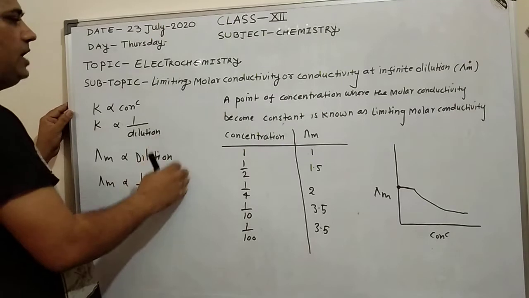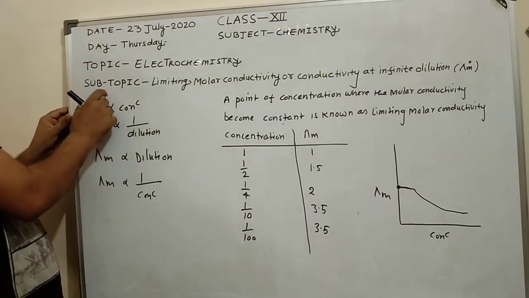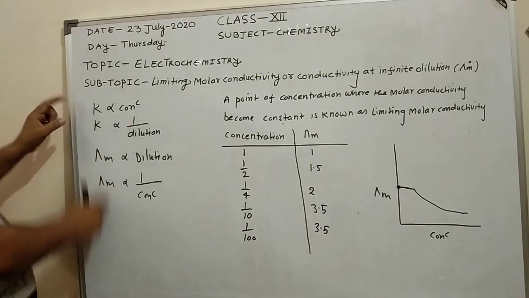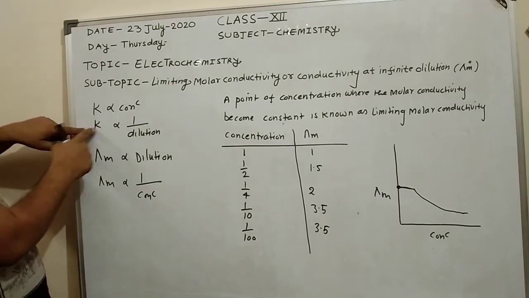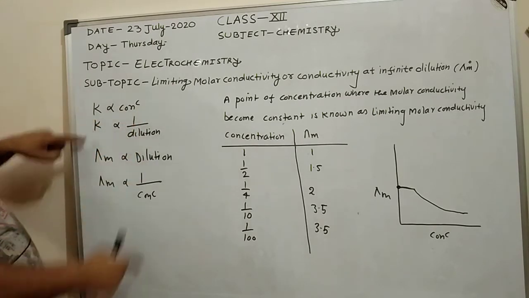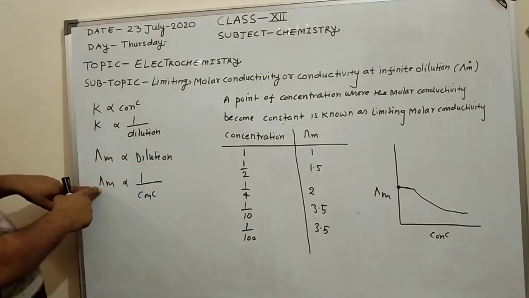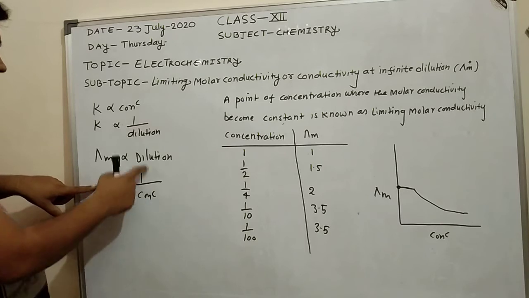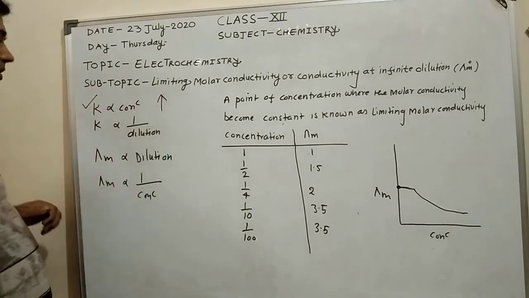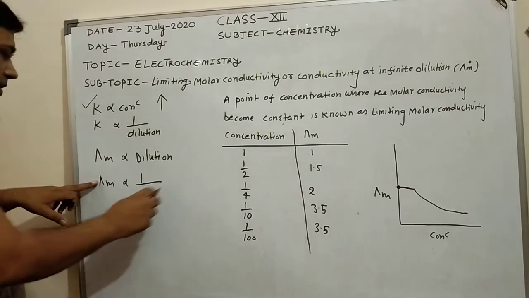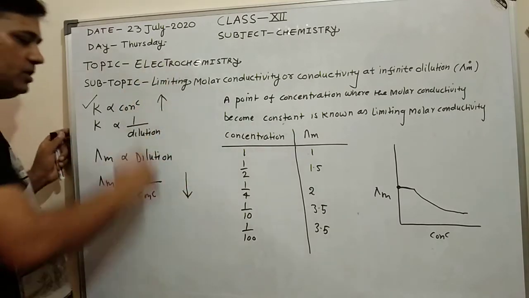Before I start limiting molar conductivity, I am going to discuss once again what conductivity and molar conductivity are. Conductivity is directly proportional to concentration of electrolytic solution. Conductivity is inversely proportional to dilution. Molar conductivity is directly proportional to dilution, and limiting molar conductivity is inversely proportional to concentration. So on increasing the concentration, conductivity increases, but on increasing the concentration, molar conductivity decreases. I have already discussed this in a previous video.